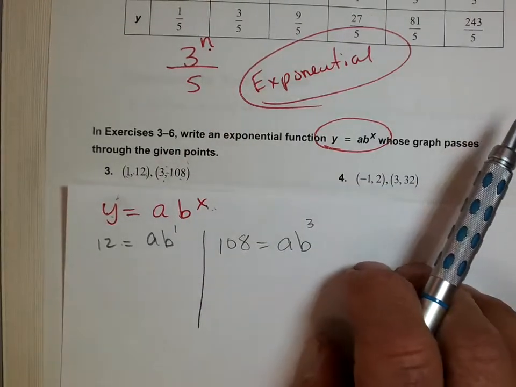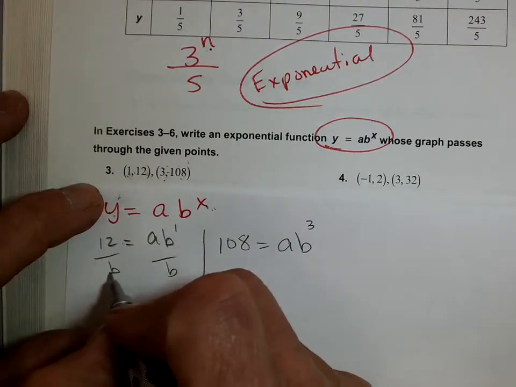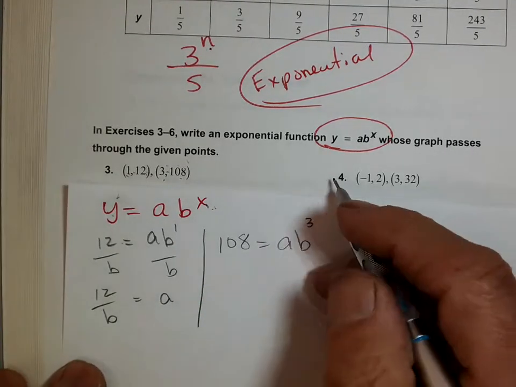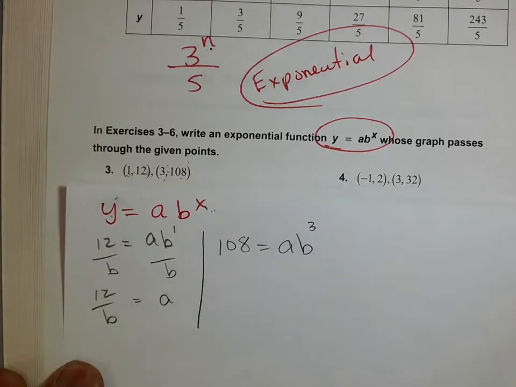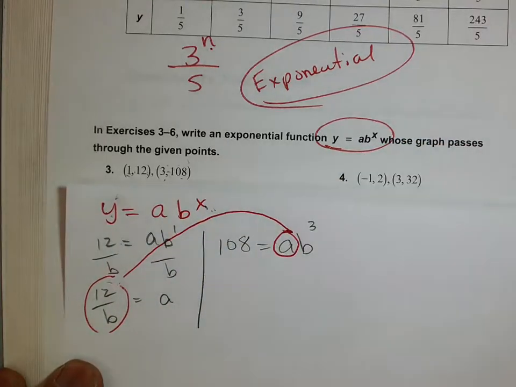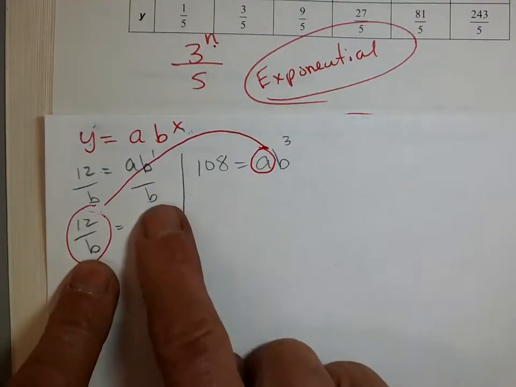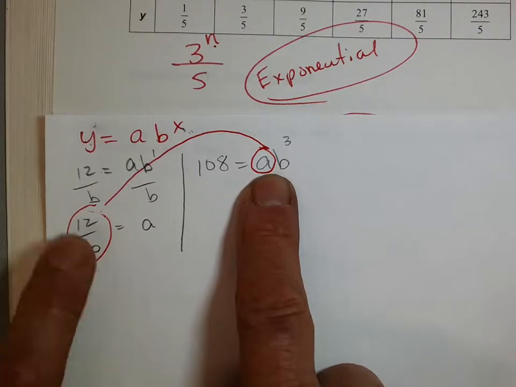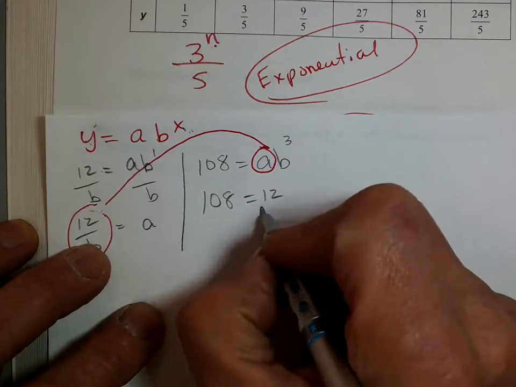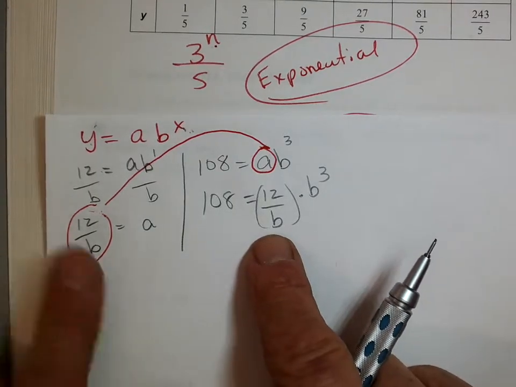Now, what I want to do is substitute. If I solve for a, divide by b, I'll have a equals 12 over b. How does that help? Well, I'm going to substitute 12 over b in for a into the second equation. I'm going to go slowly on this, all right? So then this should be written as 108 equals 12 over b times b cubed.